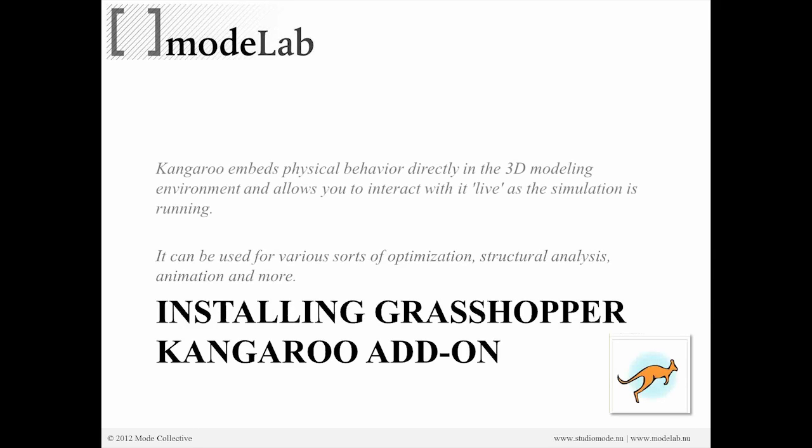Okay, so what is Kangaroo? Well, it embeds physical behavior directly into the 3D modeling environment and allows us to interact with it live as a simulation is running. And it can be used for various sorts of optimization, structural analysis, animation, and more, including form finding, etc. So let's install the add-on for Grasshopper, Kangaroo.